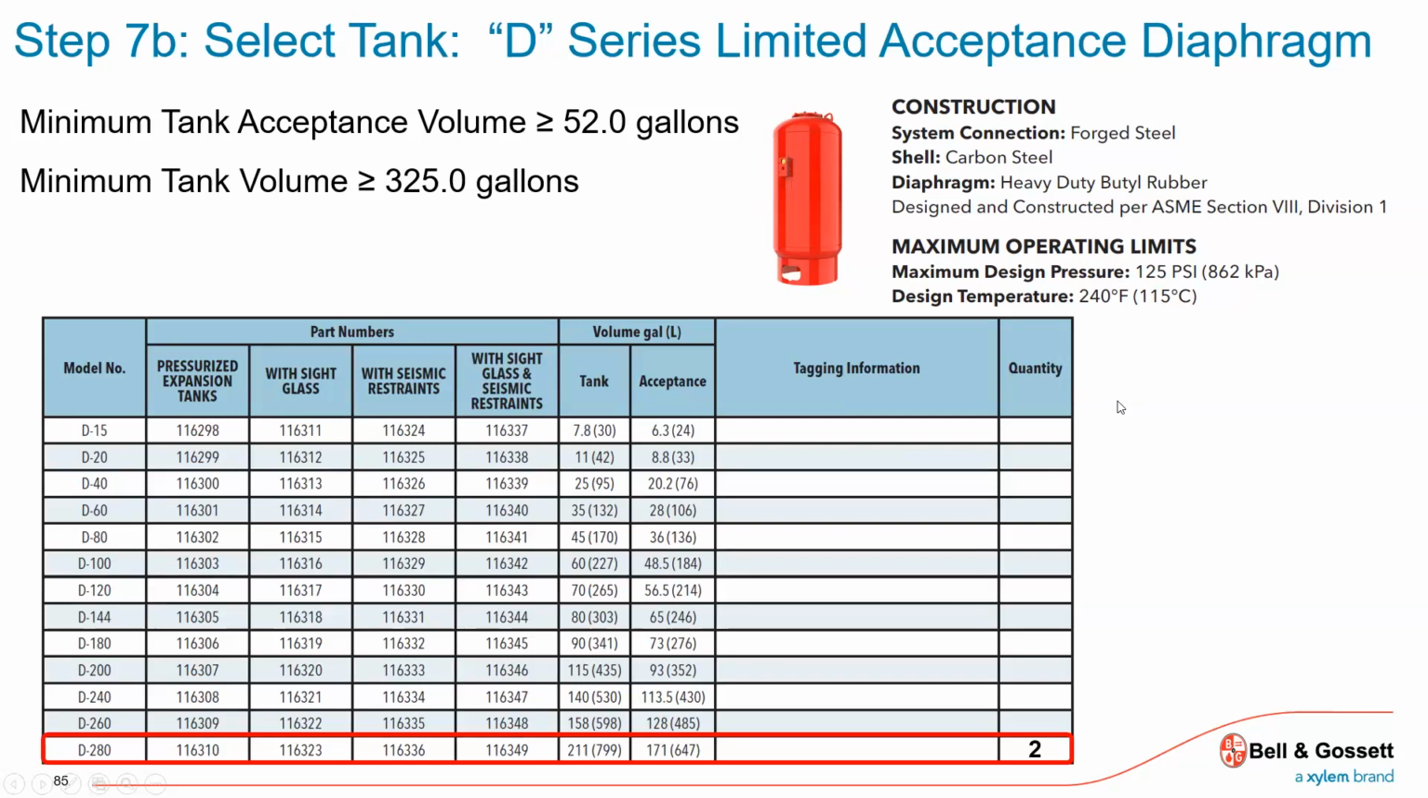If they went to a D series, which is the diaphragm style as opposed to the bladder, what you'll notice here is they'll say, hey, I can use this D280. And you say, well, wait a minute, the total tank's only 211 and the acceptance is 171. Well, the 171 is fine because I'm only expanding 52 gallons, but I need that total tank. You'll notice on the column here, I actually say, oops, I need two of these.